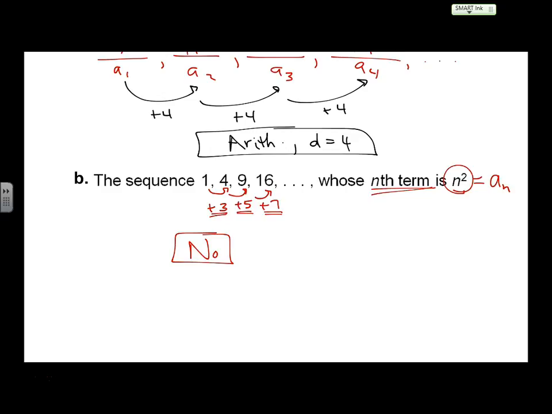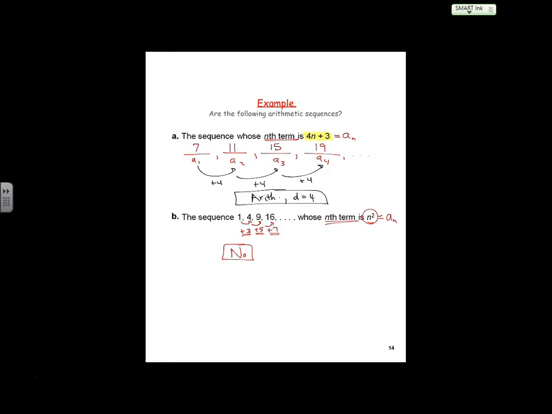Now, just a quick hint, this is not geometric either. So it's technically neither. It's neither of our special ones from 9-2 or 9-3. It has a formula, has a pattern, but is not arithmetic or geometric.